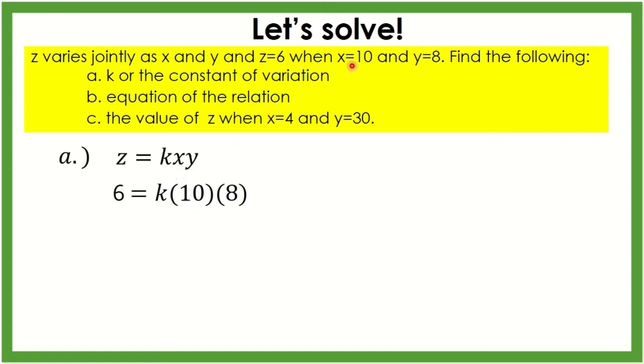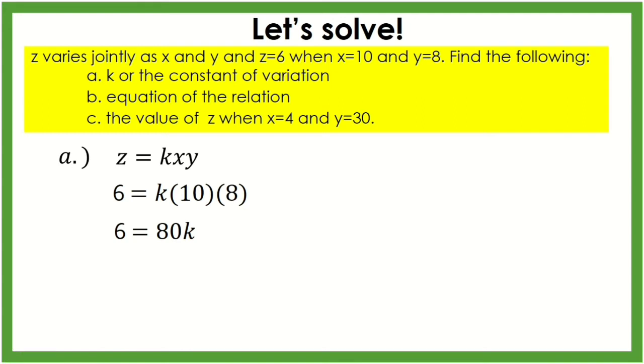X is equal to 10 and Y is equal to 8. So we have 10 times 8. And then, multiply natin yung 10 and 8. So it is equal to 80 times K. Copy natin yung 6 dito sa left side ng ating equal sign.